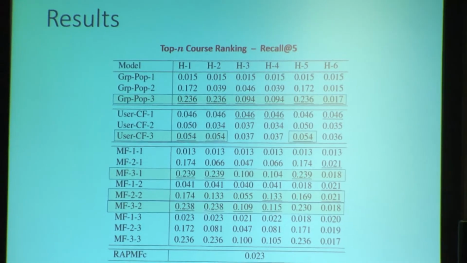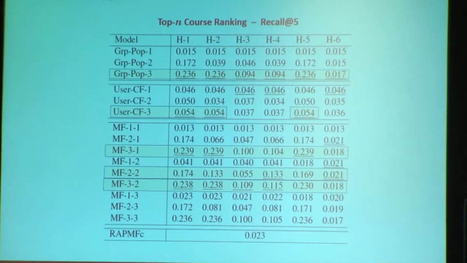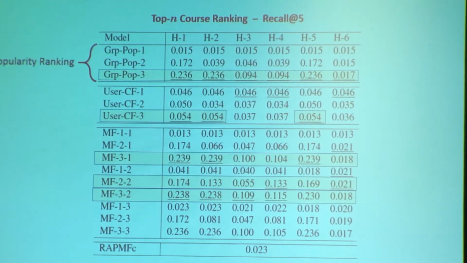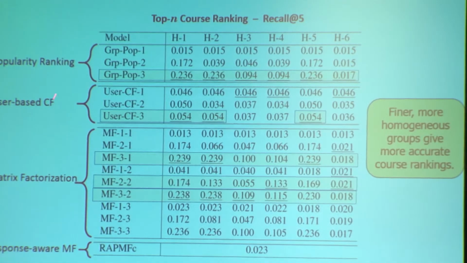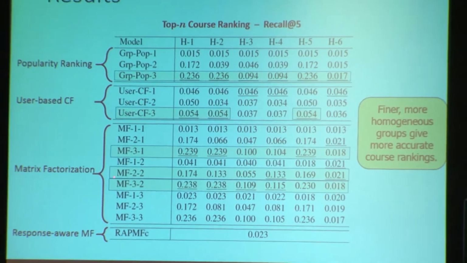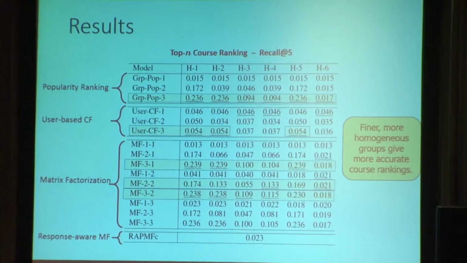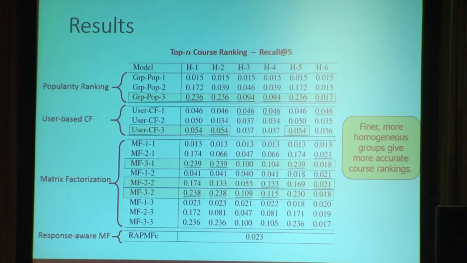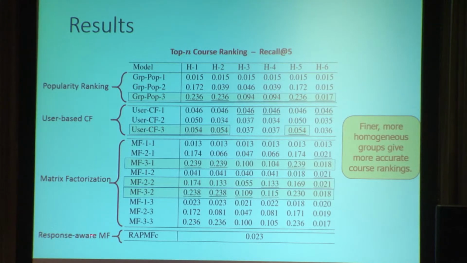So here are the results for top-N course ranking. I do not expect you to read all that, but the takeaway message is that for popularity ranking, user-based collaborative filtering, and matrix factorization, utilizing the finer and more homogeneous groups does lead to more accurate course rankings. And it also leads to more accurate course rankings than the response-aware matrix factorization methods from the literature.